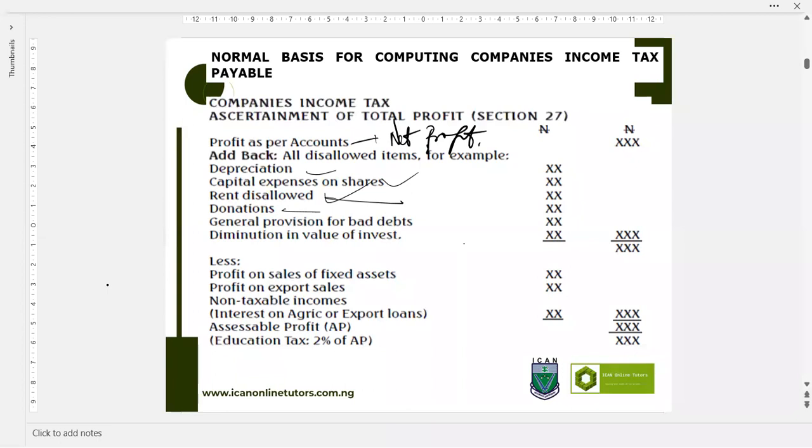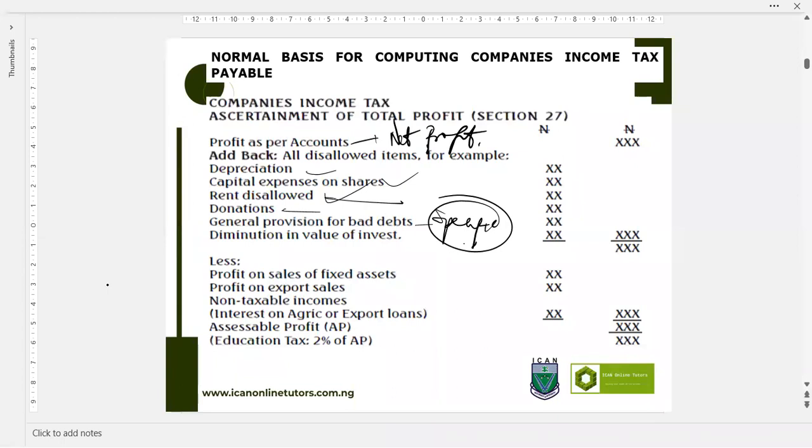Okay, so then we have general provision for bad debt. Yes, it is only specific provision that is allowed for deduction, okay, in arriving at the company's profit. So any general provision for bad debt is to be disallowed, then diminution in value of investments.